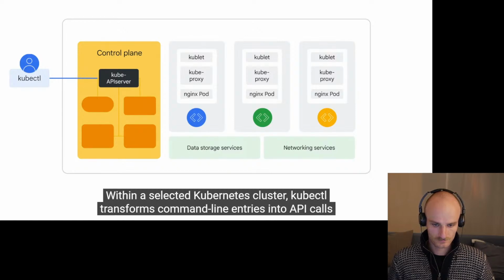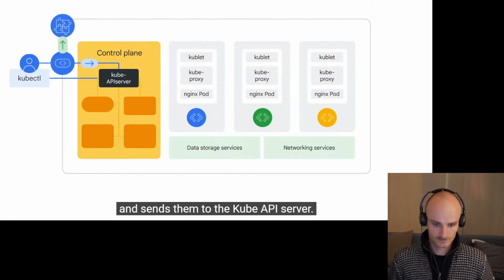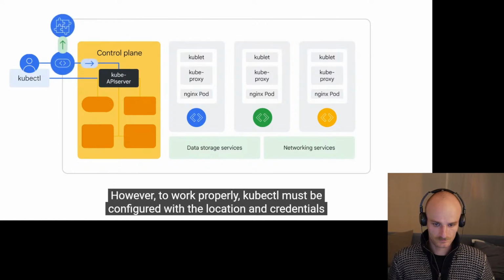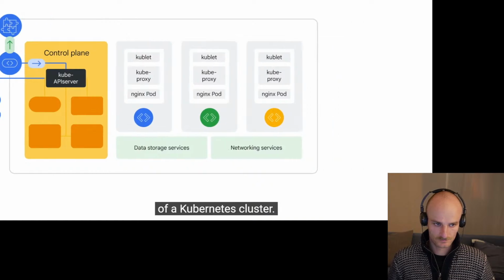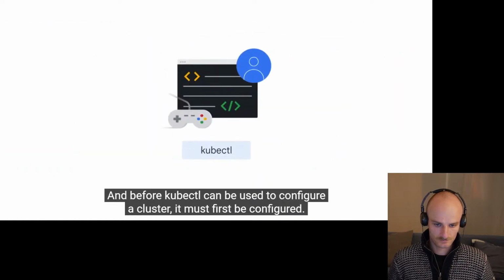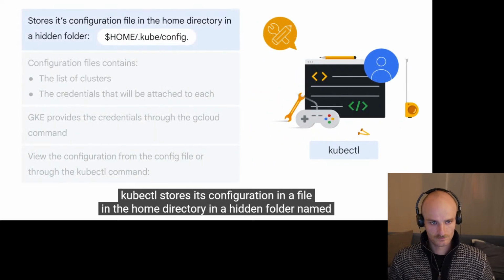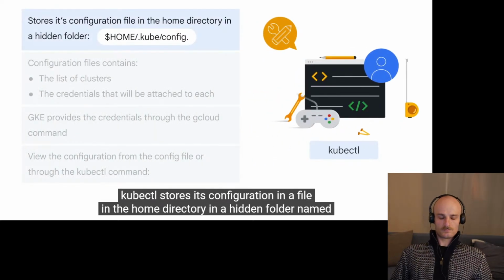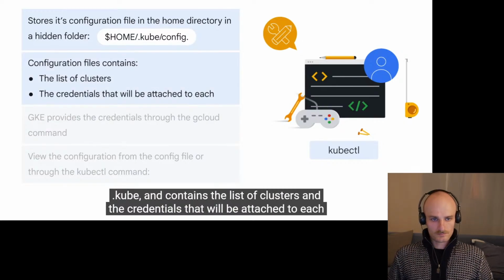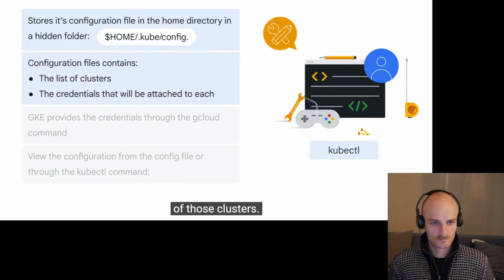Within a selected Kubernetes cluster, kubectl transforms command line entries into API calls and sends them to the kube API server. However, to work properly, kubectl must be configured with the location and credentials of a Kubernetes cluster. And before kubectl can be used to configure a cluster, it must first be configured. kubectl stores its configuration in a file in the home directory in a hidden folder named .kube and contains a list of clusters and the credentials that will be attached to each of those clusters.